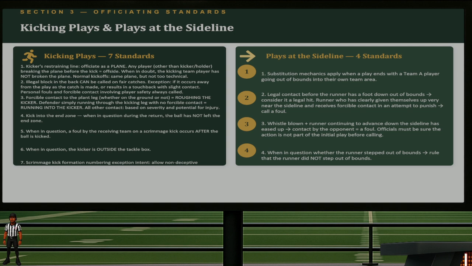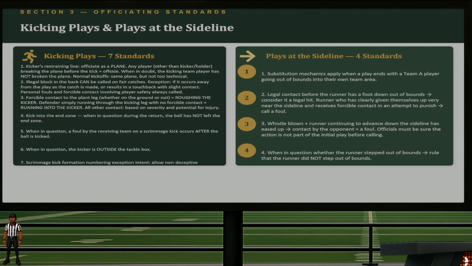Standard 4. On kicks into the end zone, when in question, during the return, the ball has not left the end zone. Standard 5. When in question, a foul by the receiving team on a scrimmage kick occurs after the ball is kicked. Standard 6. When in question, the kicker is outside the tackle box. Standard 7. The intent of the scrimmage kick formation numbering exception is to allow teams to make substitutions that are not deceptive. When in question, it is not a scrimmage kick formation.